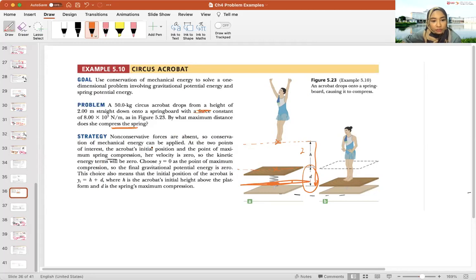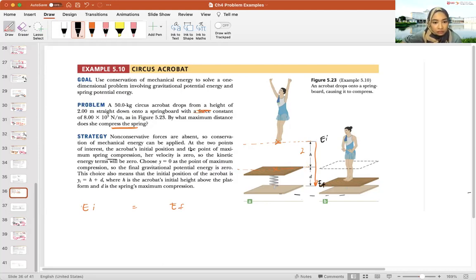So conservation of mechanical energy can be applied. So EI equals to EF. At the 2 points of interest, this is our EI and this is our EF. Label it. If it makes you confused, label it. This is our EI, this is where we started, and this is where our EF will be. Dekat hujung ni lah, kat tempat dia compress. Okay, let me, tak nampak lah warna orange. So this is EI and this is EF.